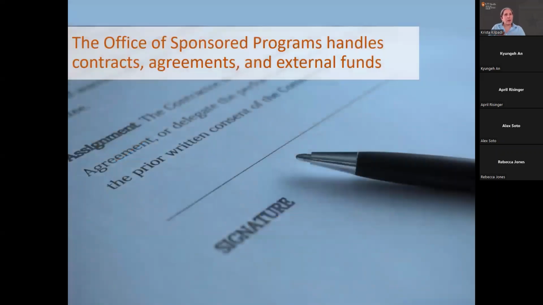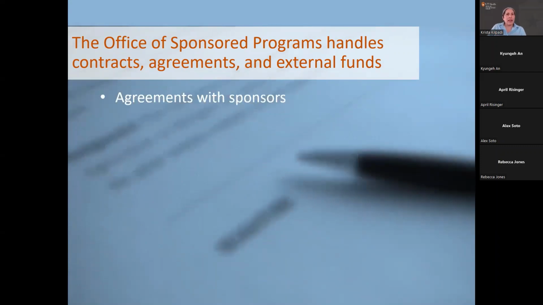So let's start talking about, first of all, the Office of Sponsored Programs, because that's often one of the first offices you'll deal with if you actually have a sponsored research study. The purpose of the Office of Sponsored Programs is to handle contracts, agreements, and external funds. So they handle it if you have an agreement with a commercial sponsor. They sign the non-disclosure agreements. They sign the clinical trial agreements. And you need to keep in mind that you as investigators or your PIs are not actually permitted to sign these kinds of agreements yourself. The Office of Sponsored Programs needs to do it on behalf of the university. So you want to make sure that you're working with them.